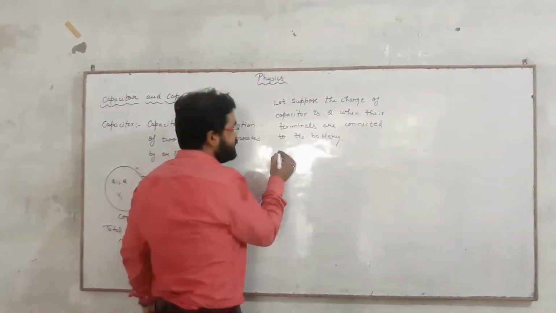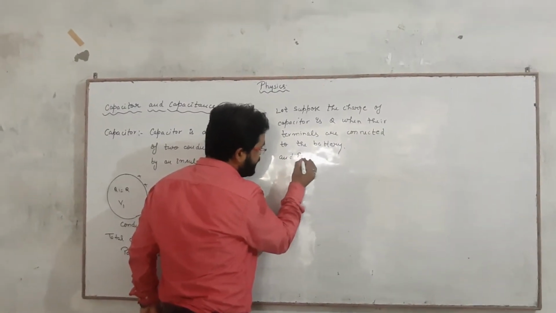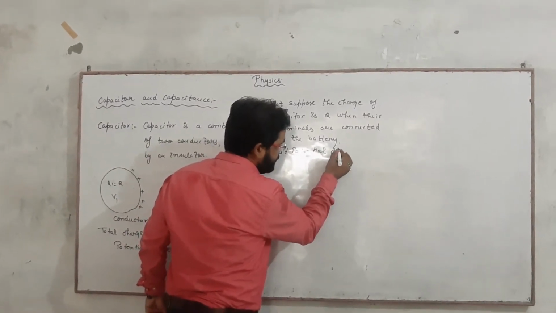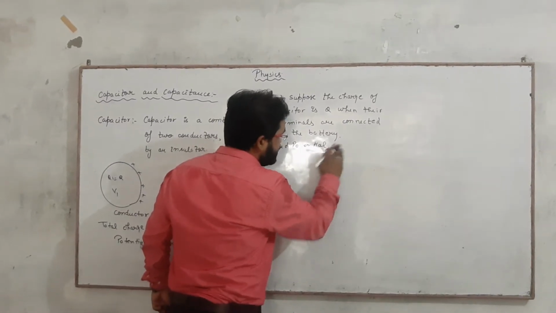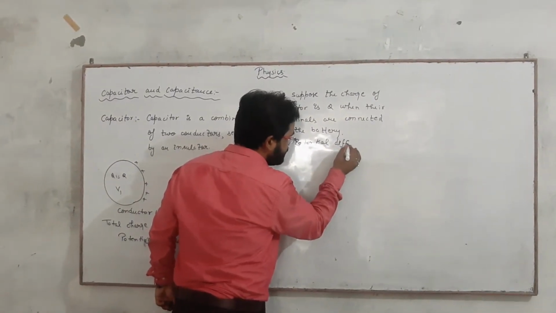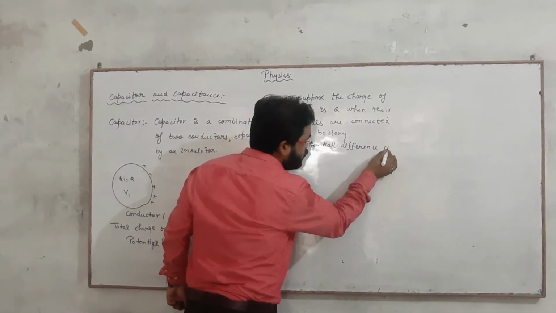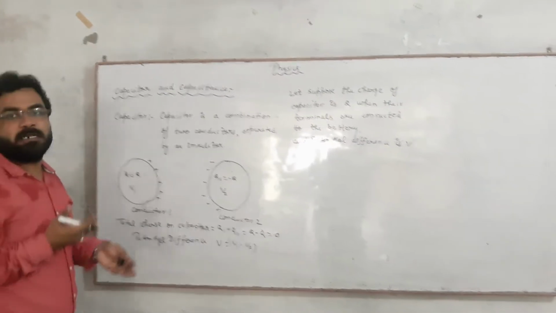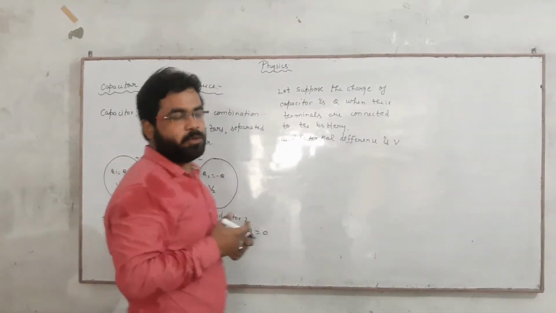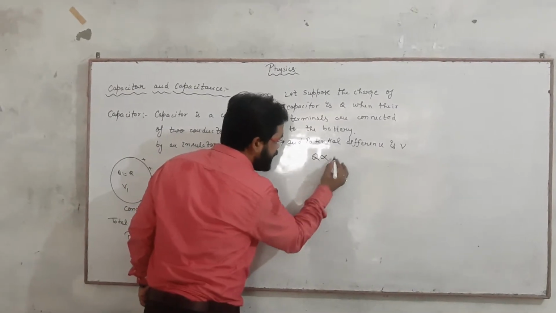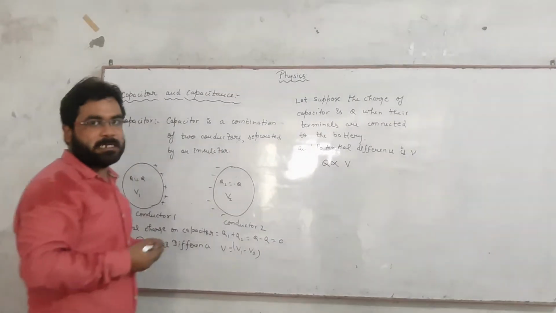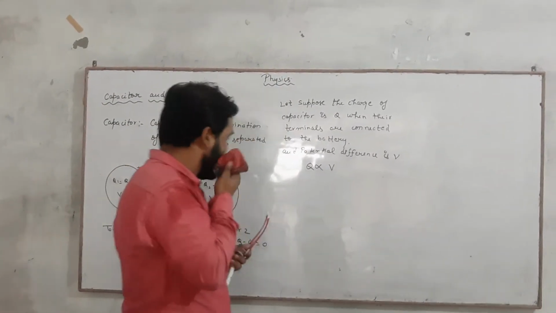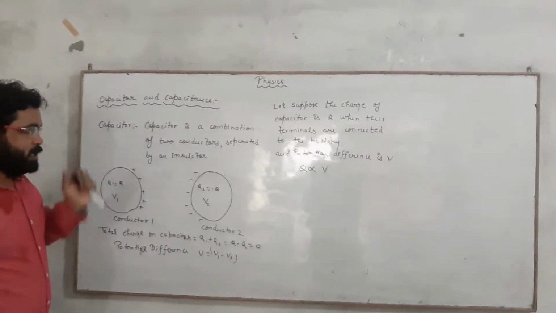And the potential difference is V. So Q and V will be proportional to each other. Proportional means if the charge increases, then V will also increase. So Q is proportional to V.